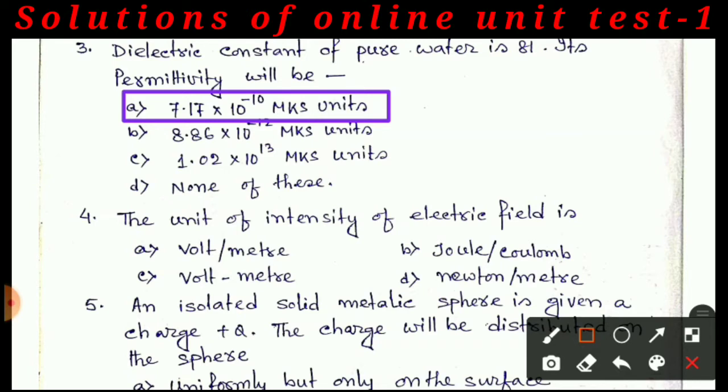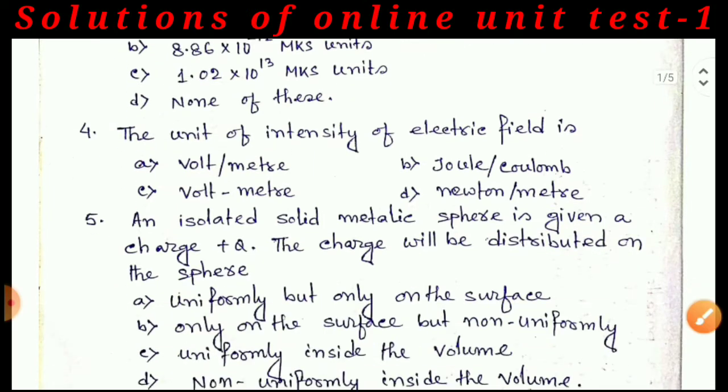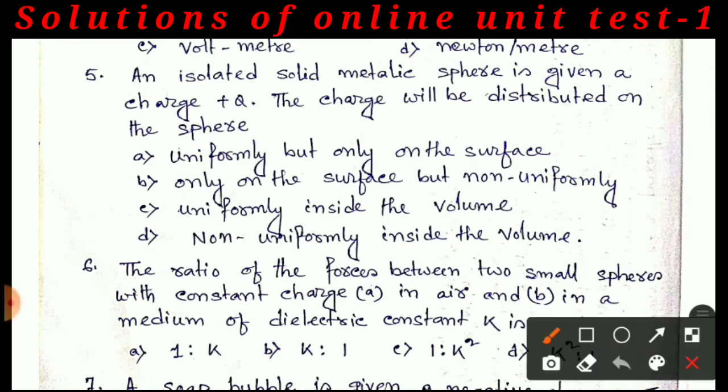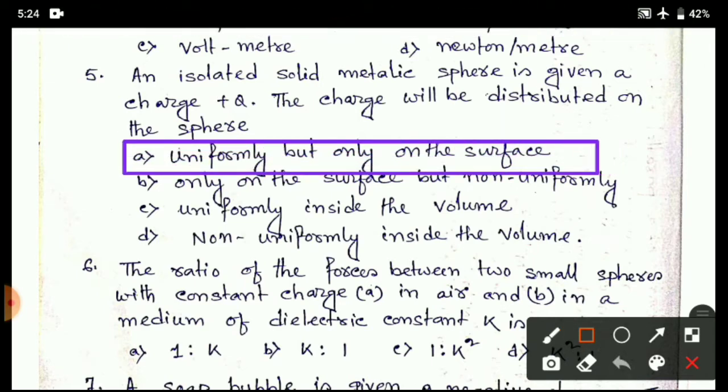Question number 4: the unit of intensity of electric field is, answer is volt per meter. Question number 5: an isolated solid metallic sphere is given a charge plus q. The charge will be distributed on the sphere, option A is the right answer, uniformly but only on the surface.